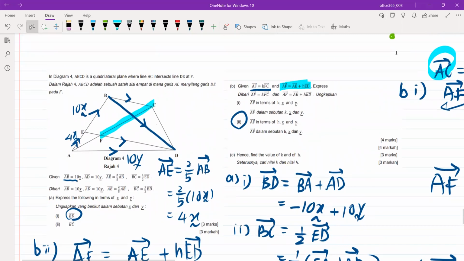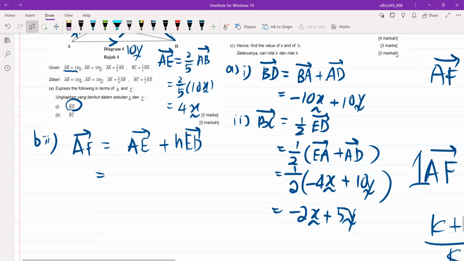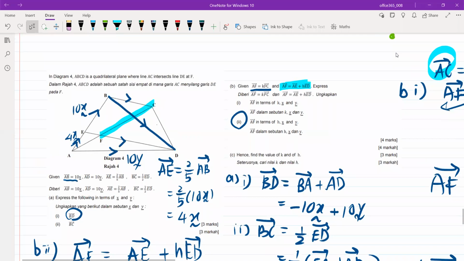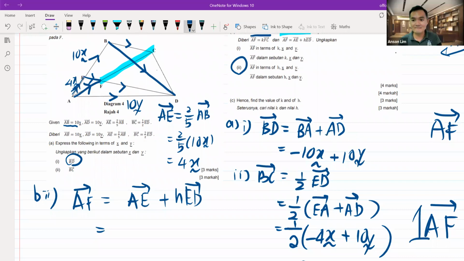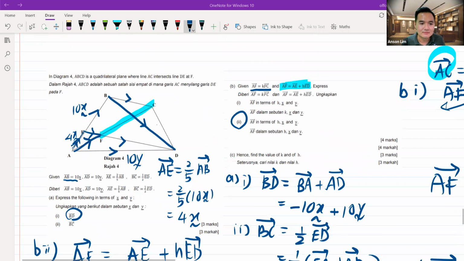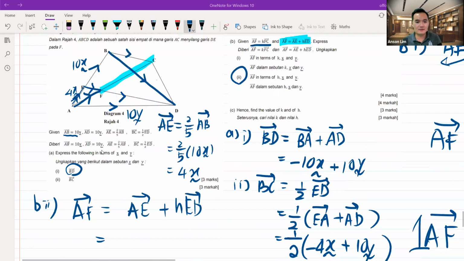AF, they already told you is equals to AE plus HED. They just want you to connect them. AF, AE plus HED. So it's actually like this, you know. Then what I can say is you all have to be very careful. So that's why I want you all to see AE, you got another answer. AE is here, 4x, just not 4 already.